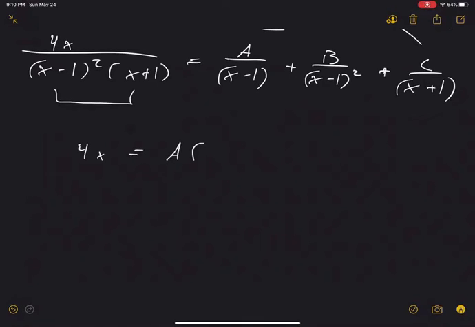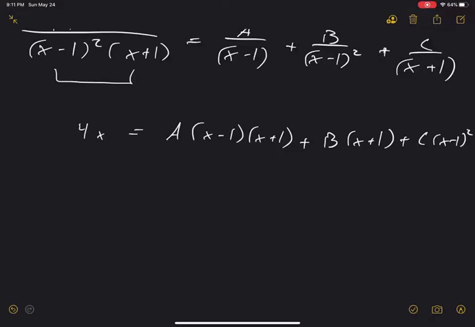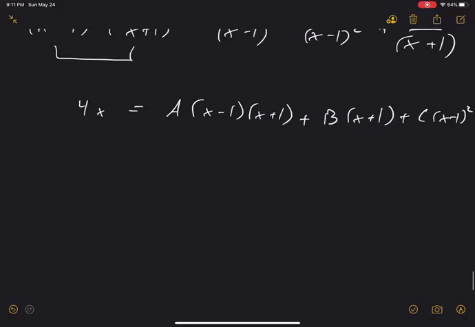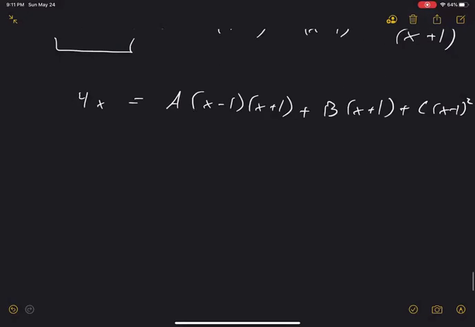So on the right side, we would have a times x minus 1 times x plus 1, right? And then I'd have b times x plus 1 plus c times x minus 1 squared. All right, so that's my right side. On the left side, I still just have 4x. The next step would be to use one of my two methods, okay?